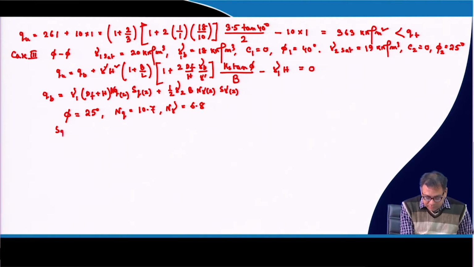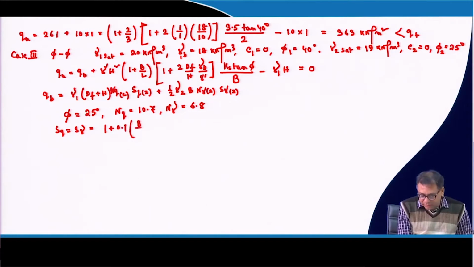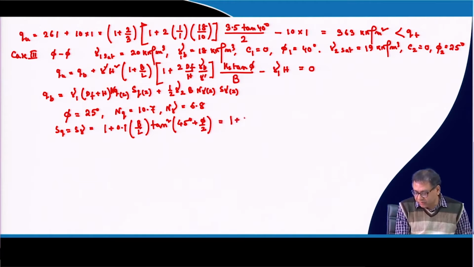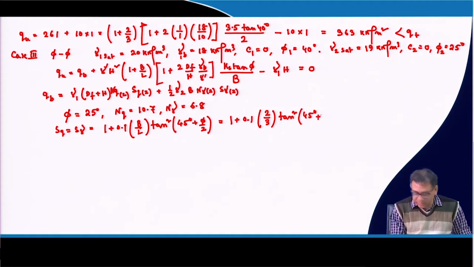So, S q and S gamma I will get as 1 plus 0.1 b by L into tan square of 45 degree plus phi by 2. So, that is equal to 1 plus 0.1, b is 2, L is equal to 3, then tan square of 45 degree plus 25 divided by 2. So, this is coming 1.164.